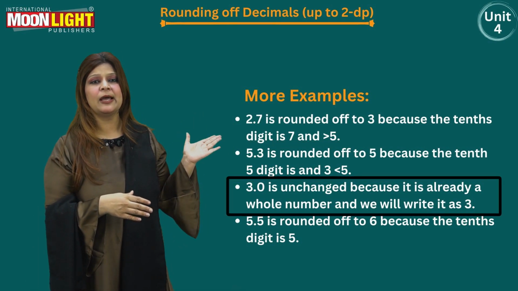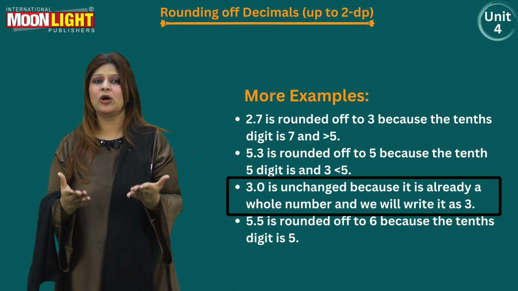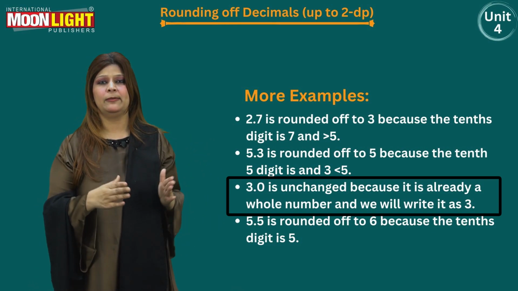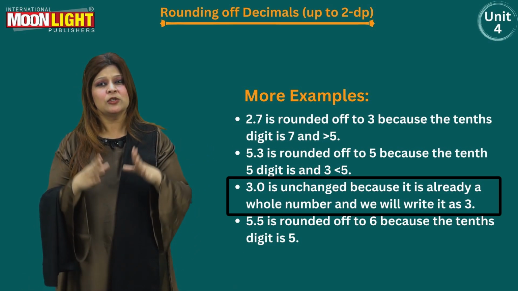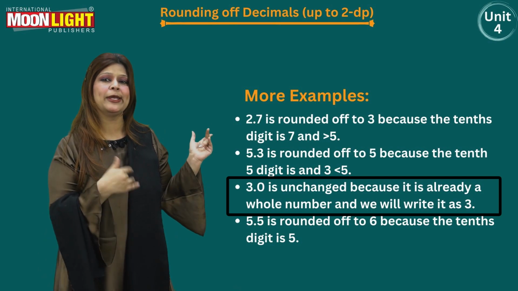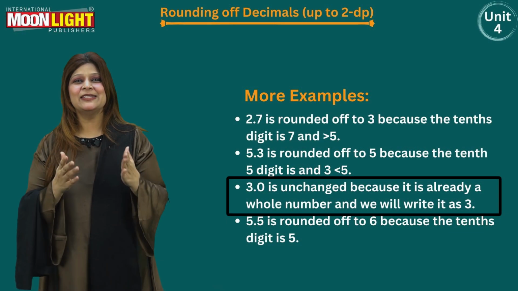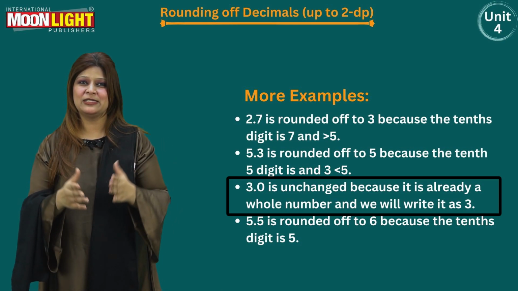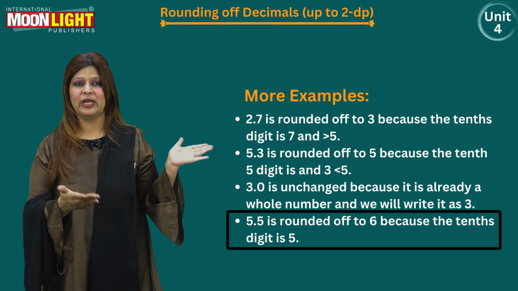Here the number 3.0 is unchanged because it is already a whole number. Why? We have written a whole number in the form of decimals. So we are going to ignore this decimal point and 0, and we are going to write it 3 instead of 3.0. Now the next number is 5.5.